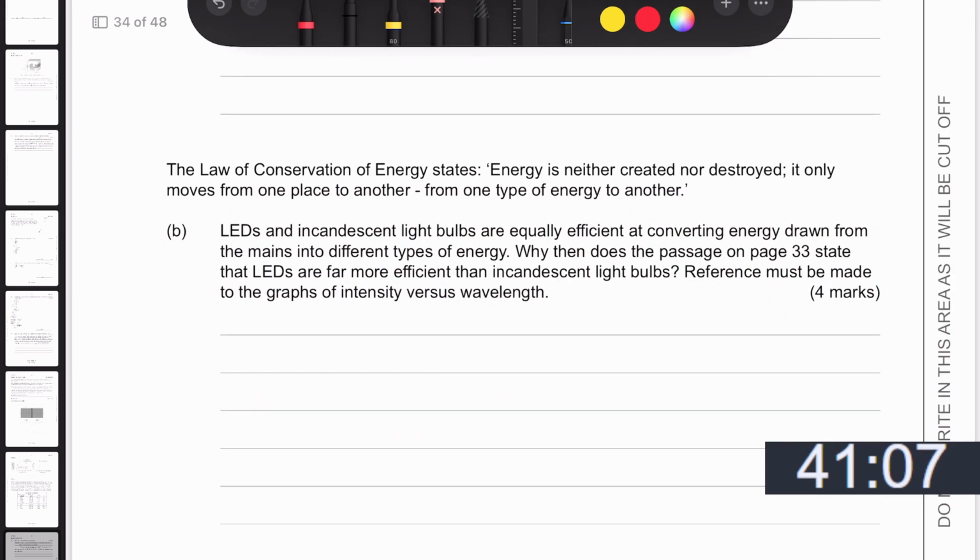The law of conservation of energy states that energy is neither created nor destroyed, it only moves from one place to another, from one type of energy to another. LED and incandescent are equally efficient at converting energy drawn from their mains into different types of energy. Why then does the passage state that LEDs are far more efficient? References must be made to the graphs of intensity versus wavelength.